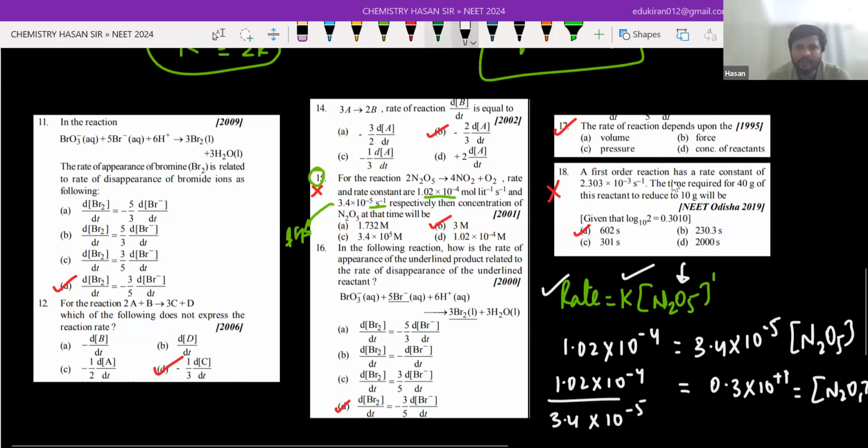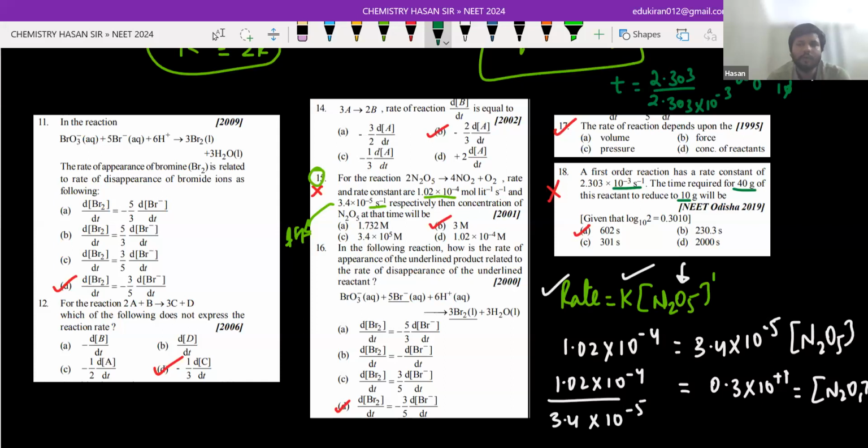Okay, 18 is also very easy. If you see, first order reaction is given, rate constant is given, k. The time required for 40 gram of this reaction to reduce to 10 gram. Okay, very simple. Time required, so I can write t is equal to 2.303 upon k. k has a value 2.303 into 10 raised to the power minus 3. Log of initial concentration 40 upon final concentration 10. So log 4 it is, so we can write log 2 raised to the power 2.